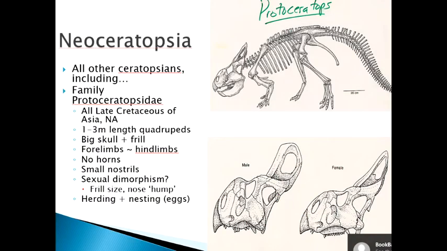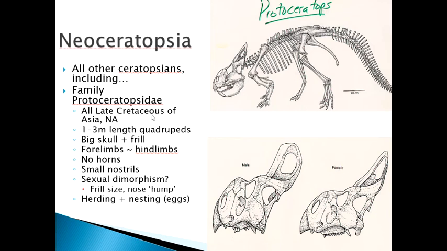Well, that's the Psittacosaurus. Now I want to look at the next node on the cladogram. These are all of the other ceratopsians. So we've named that node for everything else, and it's going to include a couple of different families. So first we have this family Protoceratopsidae. And once again, these are all late Cretaceous from Asia, but we do have some in North America as well, basically northern hemisphere.